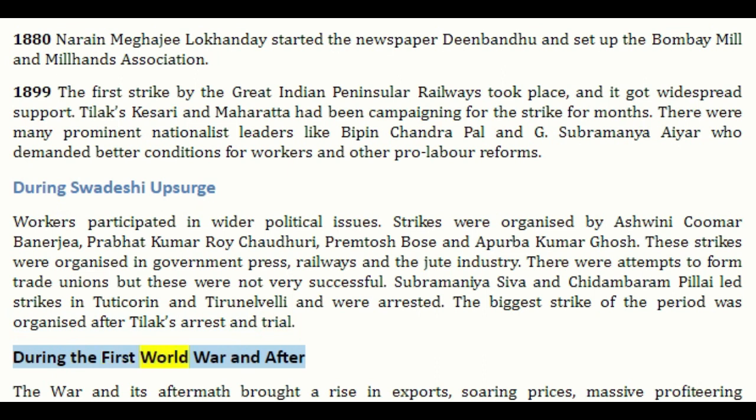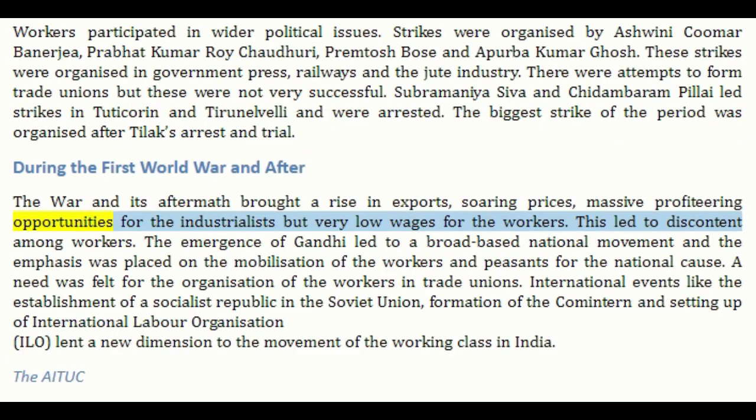During the First World War and after, the war and its aftermath brought a rise in exports, soaring prices, massive profiteering opportunities for the industrialists but very low wages for the workers. This led to discontent among workers.